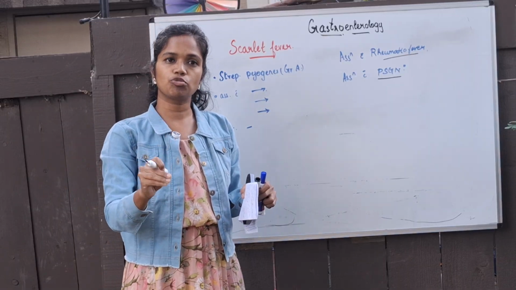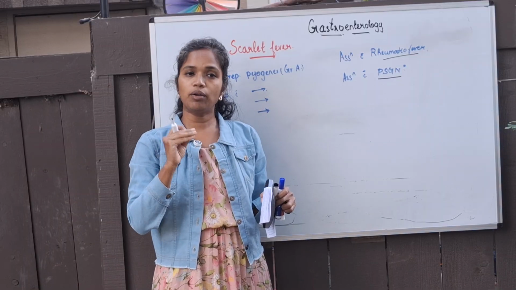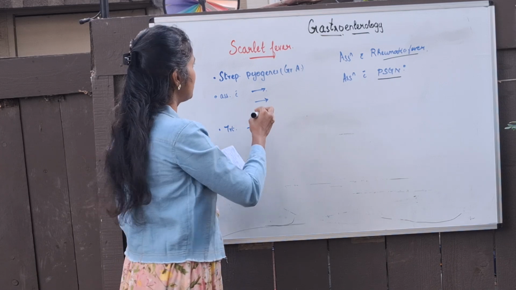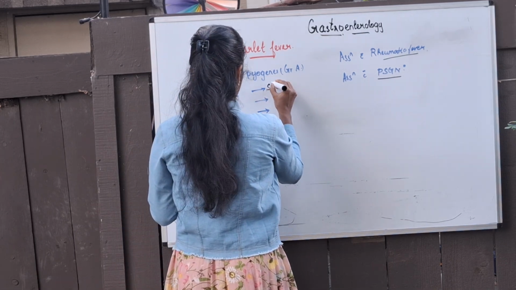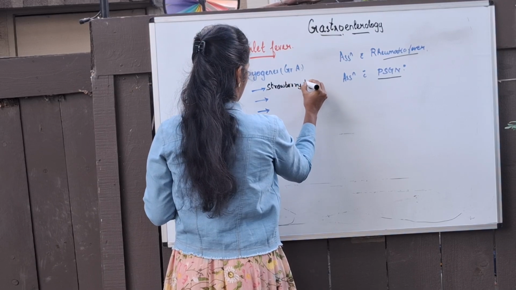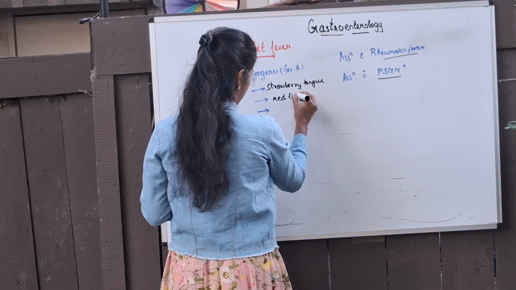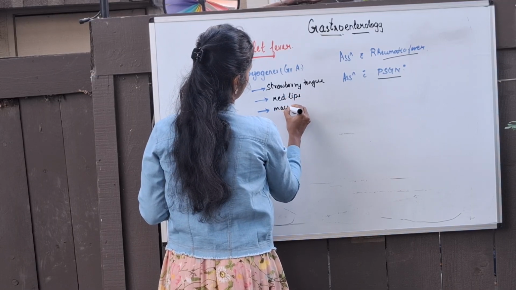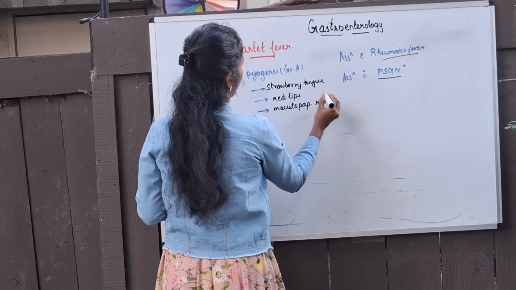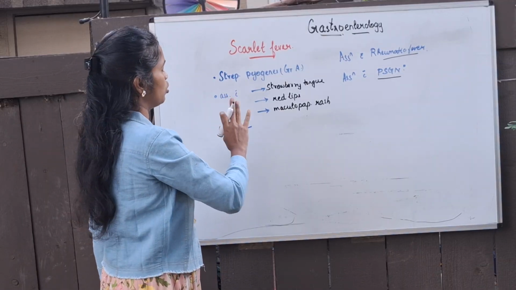Scarlet fever is caused by group A beta hemolytic streptococci, that is Streptococcus pyogenes. And how does it present? The three most important presentations are a strawberry tongue, red lips, fever, as well as a maculopapular rash. So, these are the important presentations of scarlet fever. Along with the fever, they will be having all these.